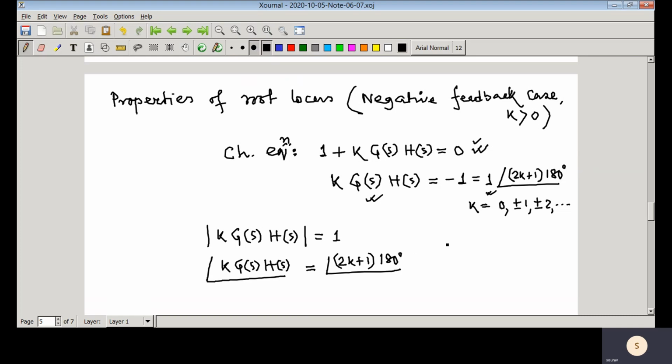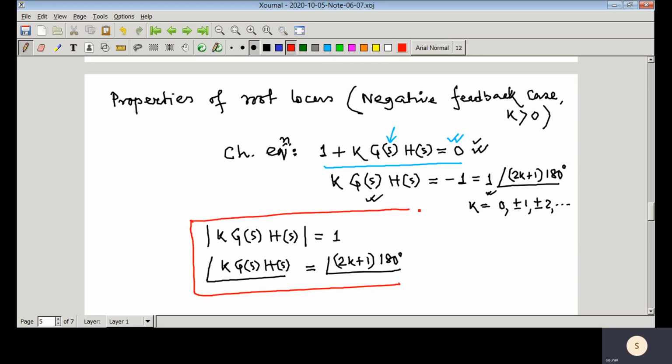So that means whenever a characteristic equation is given, a particular value of S that satisfies this characteristic equation satisfies these two conditions. One is the gain condition and the other is the phase condition. So whenever a particular value of S satisfies this gain and phase condition, then that is actually the root of this characteristic equation.